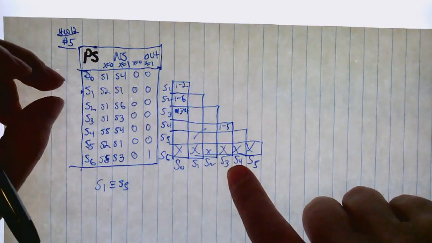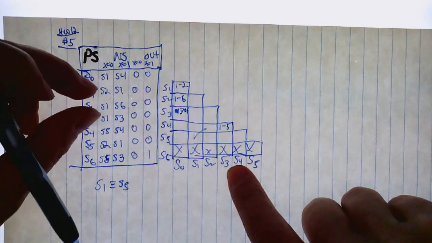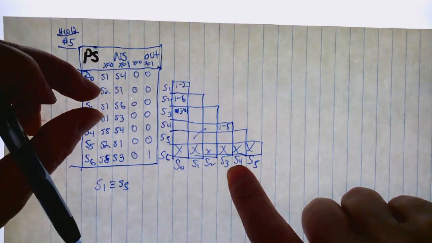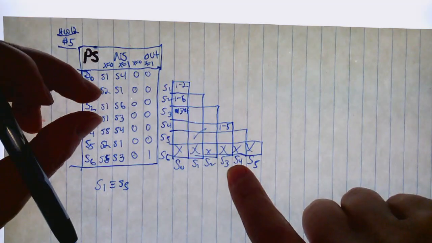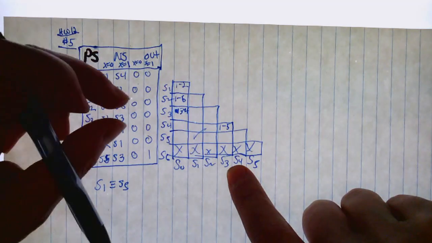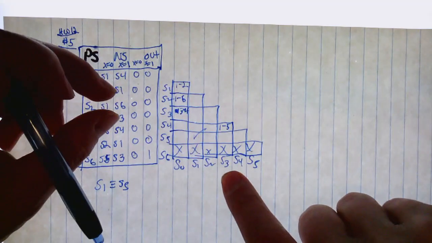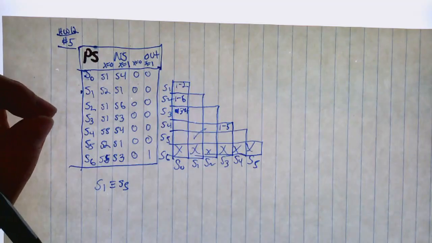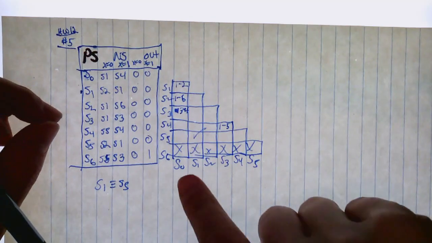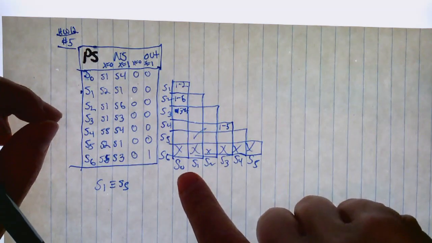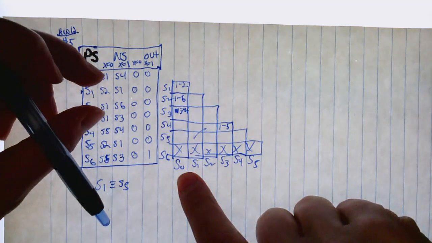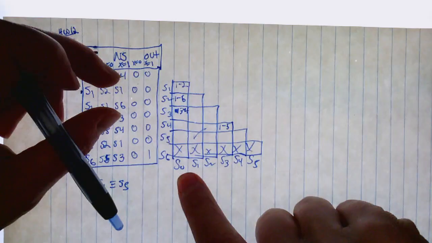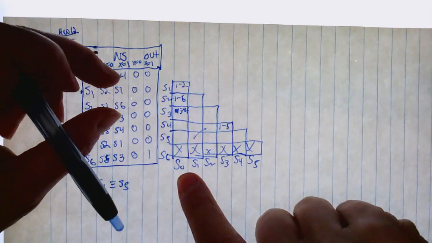Now let's take a look at S3 and S4. S3 and S4 are true if S2 equals S1. We don't know about that. And if S3 is equal to S1, we don't know about that either. So there's a lot of stuff we don't know here still. Let's take a look at S0 and S3. S0 and S3 is true if S1 equals S1. If S3 is equal to S4, we don't know about that.